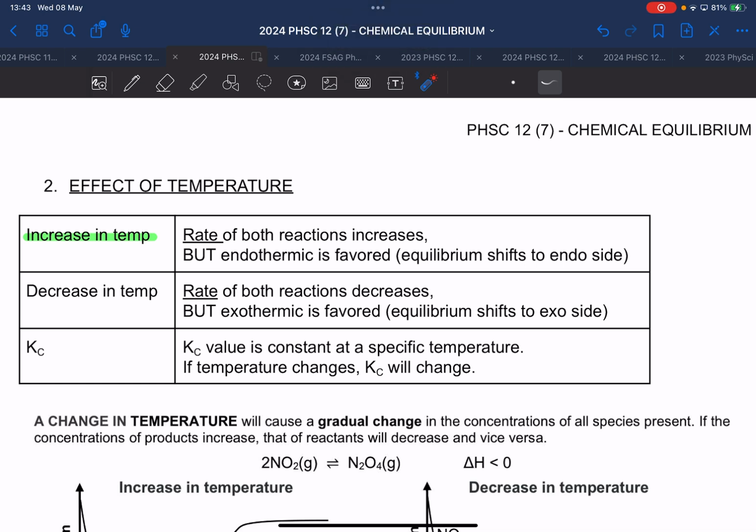If we heat it up, the endothermic reaction will be favored, and if we cool it down, the exothermic will be favored. That's all I'm going to do with temperature now, because there are a lot of people missing.